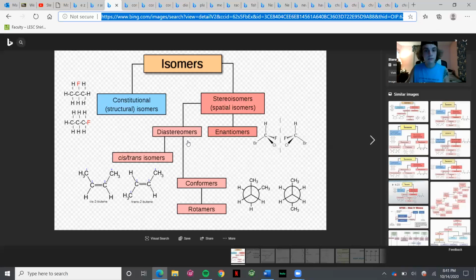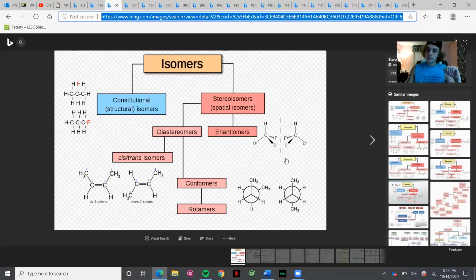Moving on, we have the difference between enantiomers and diastereomers, and I'm going to go into this in further depth in a moment. These are spatial isomers, meaning instead of just having the same chemical formula, they have the same chemical formula but a different spatial format. So for enantiomers, you have mirror images.